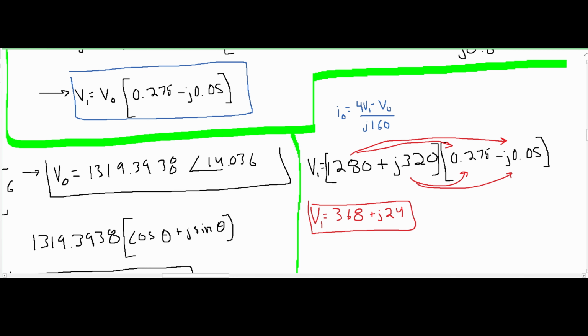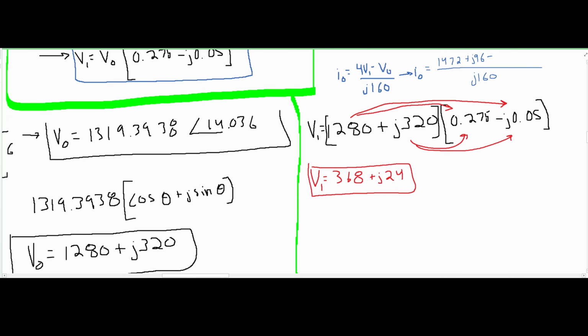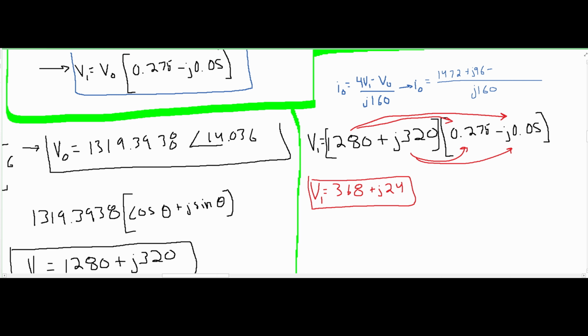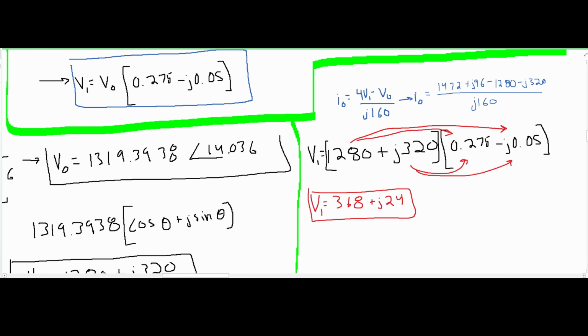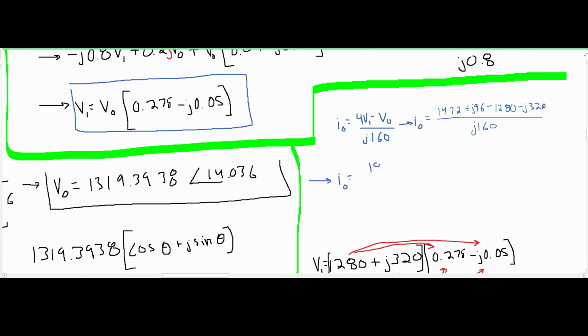And now we can just plug it back into our I0. We have this here. We know it's going to be over our j160. And then we can plug in our V0 for the V0 portion. Remember, there's a minus sign out front, so we're going to have a minus 1280 minus j320 as well. Now we can add all these together. And from this, we are going to get 192 minus j224. And this is all over our j160. If we divide these out, we are going to get that our I0 is equal to negative j 1.2.